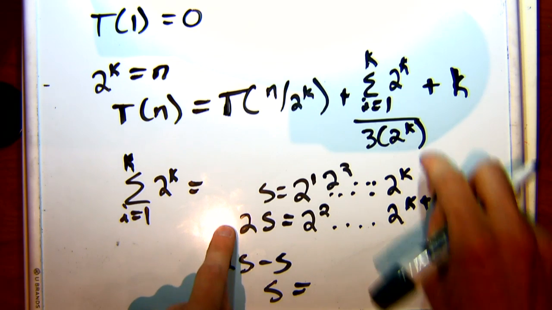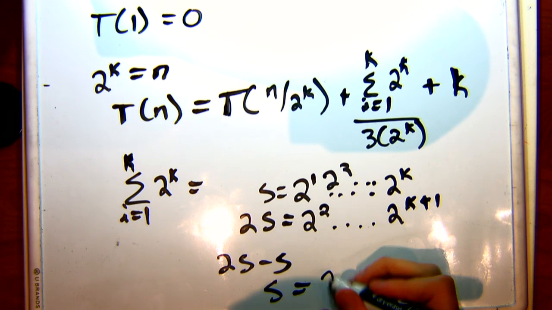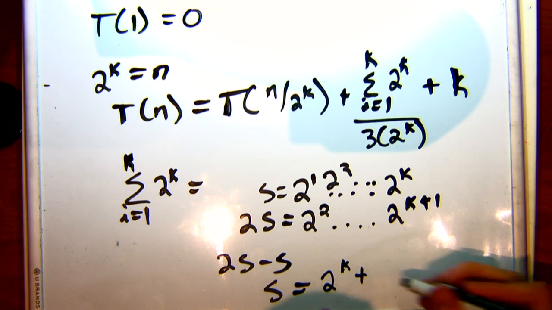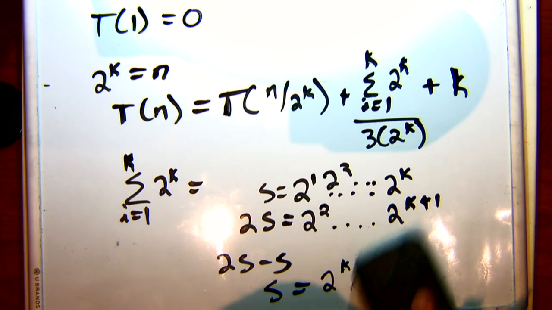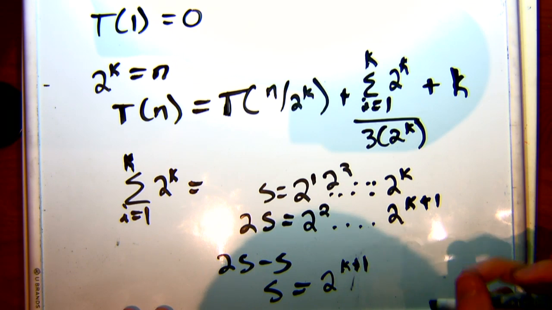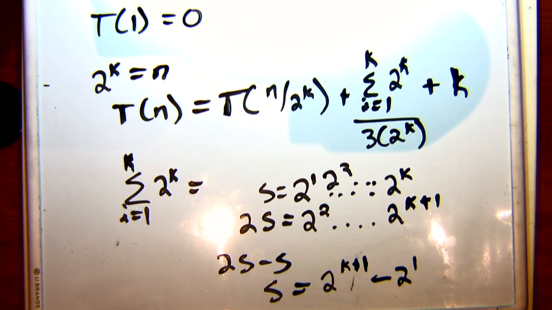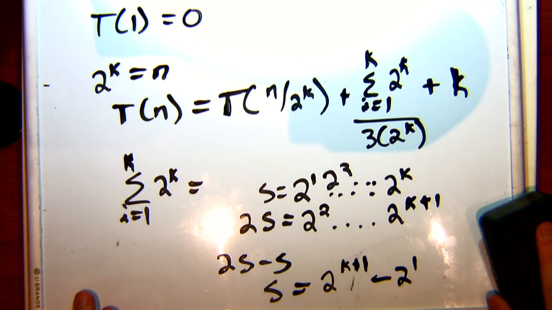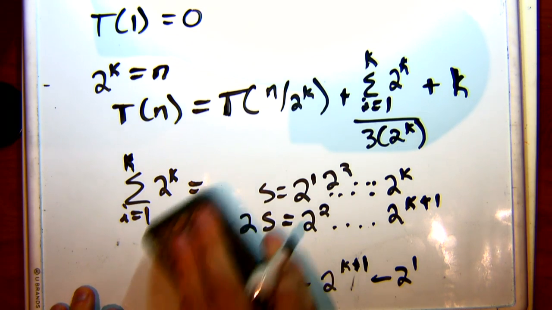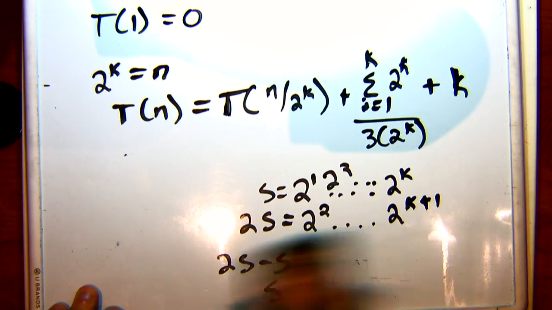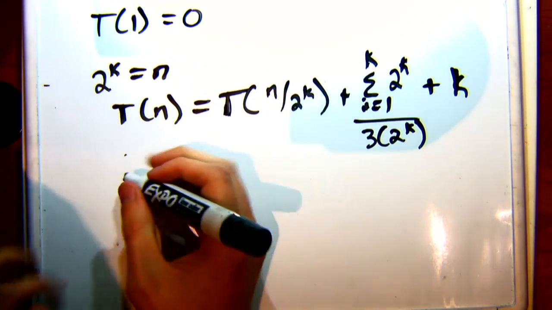So if we do 2S minus S, what we're going to get is 2 to the k plus 1 minus 2 to the first, basically. And that's that trick you can do. If you write out the series, multiply it by the base, subtract them out, you'll always get some kind of form that you can actually use. So I'm going to rewrite this in terms of that.